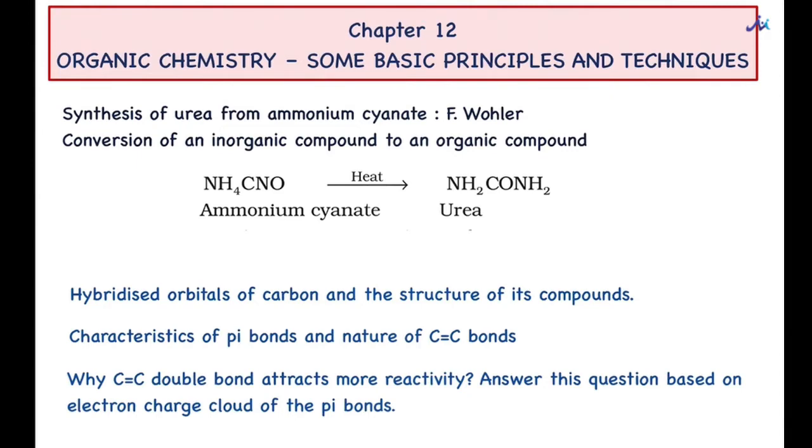First topic in this chapter is structure of compounds of carbon and the hybridization of orbitals of carbon in these compounds. What are the characteristics of pi bonds and nature of carbon-carbon double bonds are 2 points which are essential to know the reactivity of unsaturated organic compounds. Why does the carbon-carbon double bond attract more reactivity? You can answer this question based on the electron charge cloud of the pi bonds.